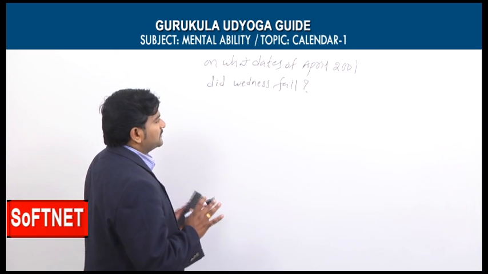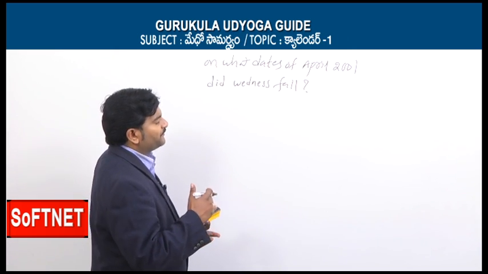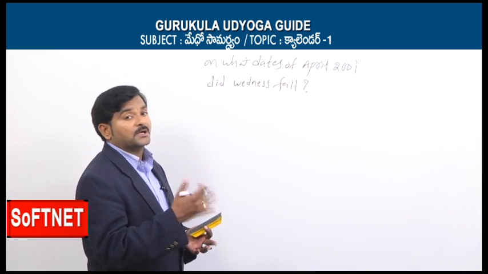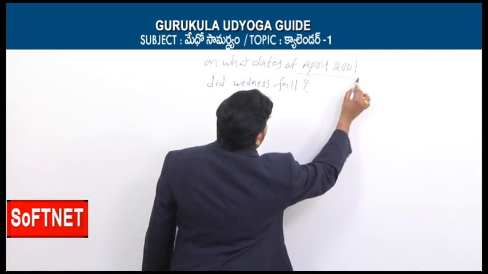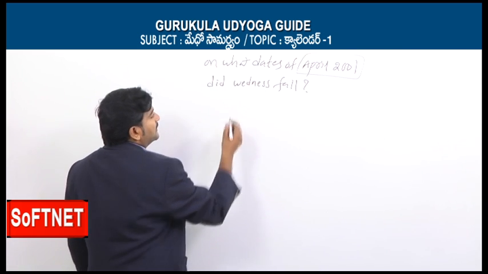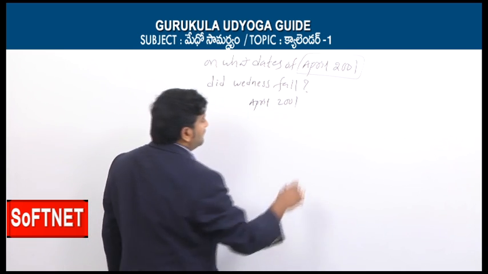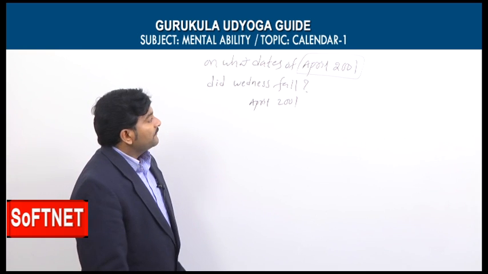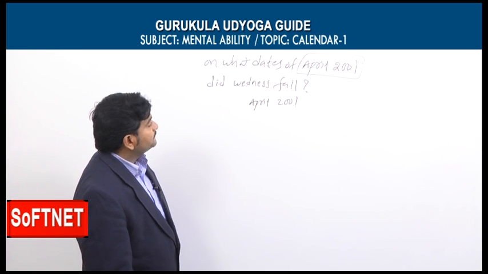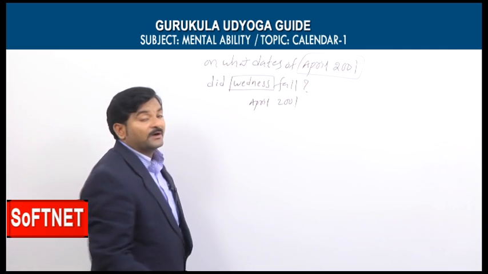Now just focus here. Here we are going to use the type 1 question concept. On what dates of April 2001? What is the given month? April. What about the given year? 2001. The given year is 2001 and the given month is April. Here we have to find out on what dates Wednesday fell.